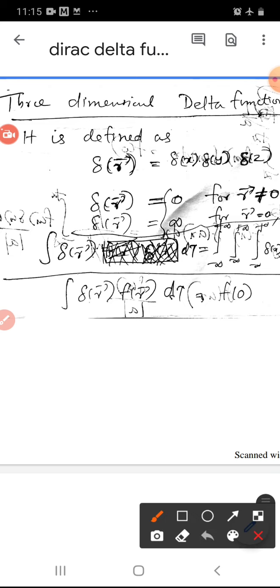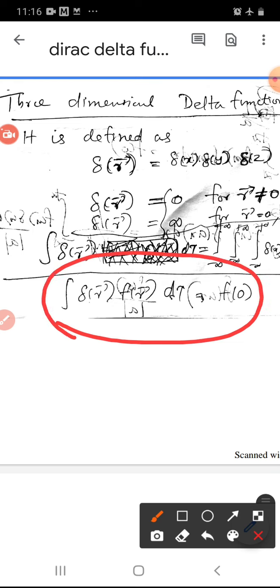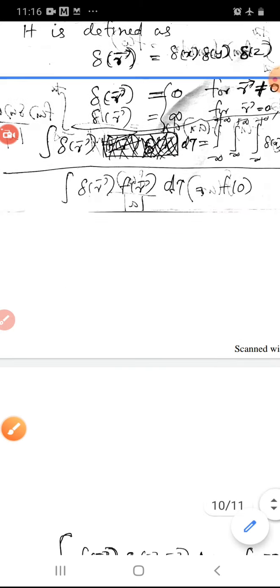And as we had in the case of the one-dimensional Dirac delta function, here we have this equation. What is it? The integral of delta r f of r d tau is equal to f of 0. This we had seen in the one-dimensional Dirac delta function as well.